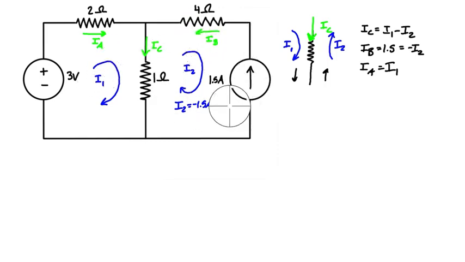For example, this one we've already solved, so we don't really need to do anything here. So for the rest of this problem, we would only need to apply KVL in this loop. So let's do that. Let's write KVL, loop 1.